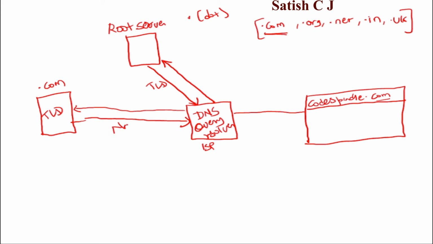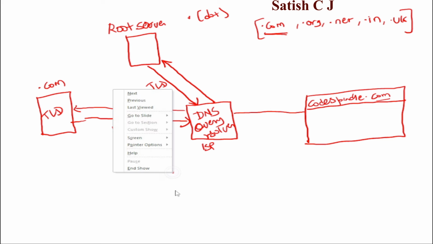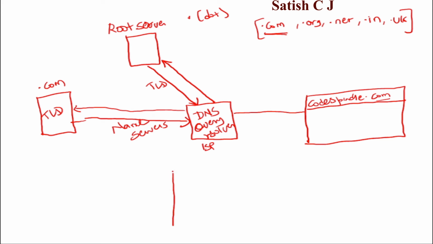We call that name servers. So now the job of a DNS query resolver is to contact the name servers. The name servers are the servers that hold the information about the IP mappings for our URL or our domain. So let's say we have name servers here. I will represent this name server as NS1, name server 1. So now it gets the information about the name servers that contain information about the IP addresses of codespindle.com.